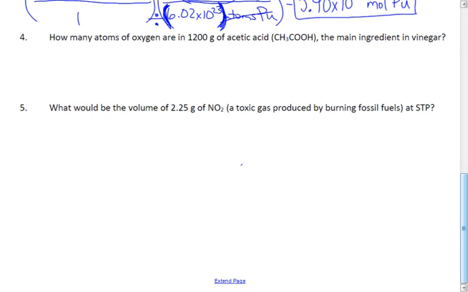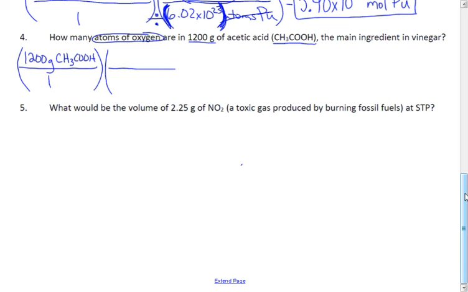Number 4, we're starting with 1,200 grams of acetic acid, CH3COOH, and we want to find out how many atoms of oxygen there are. So we're going to start with our 1,200 grams of CH3COOH over 1. And when you're in grams, there's only one conversion we can use. That's the table grams or molar mass. So if you have 2 carbons, 4 hydrogens, and 2 oxygens that we add up, we get 60.06 grams. Again, just going to the periodic table for each one of those values. That will be 1 mole.